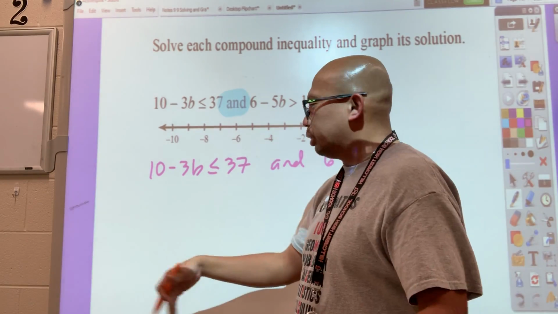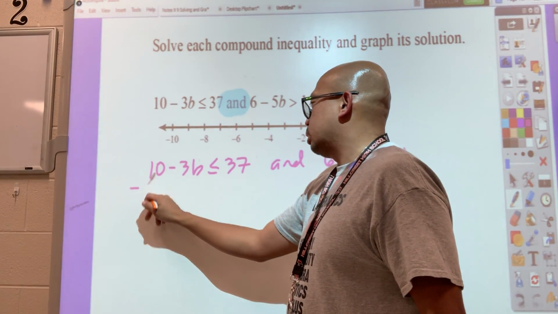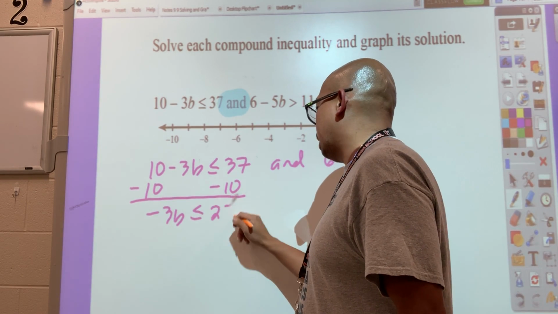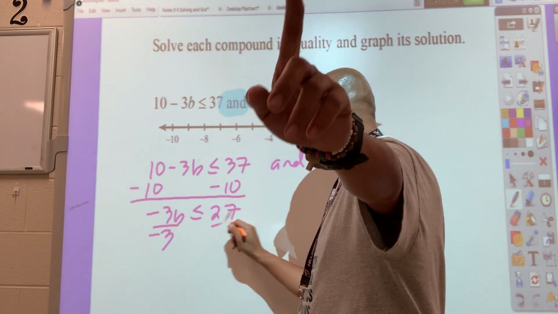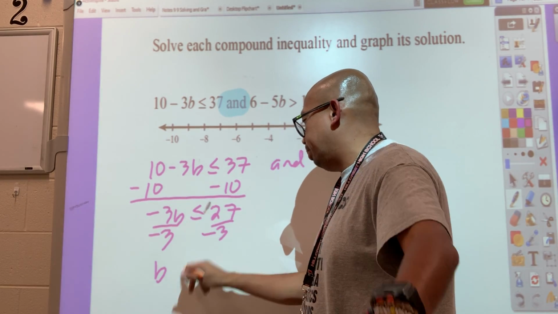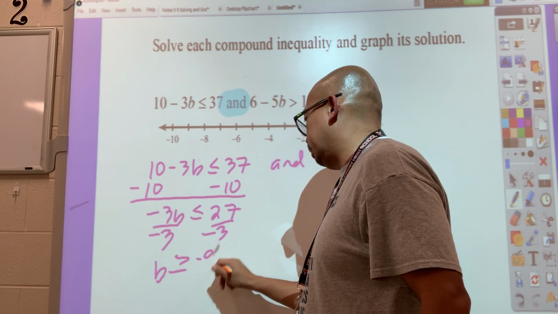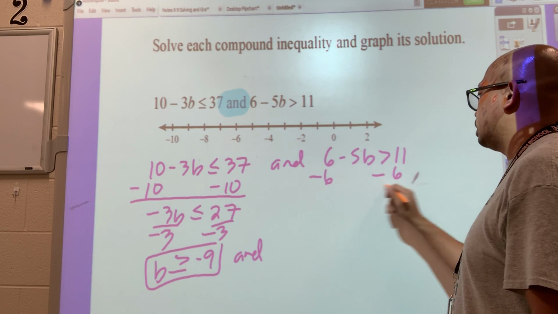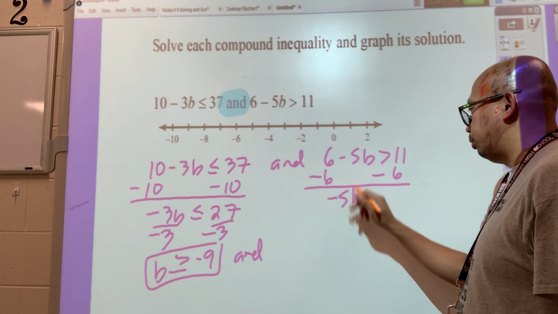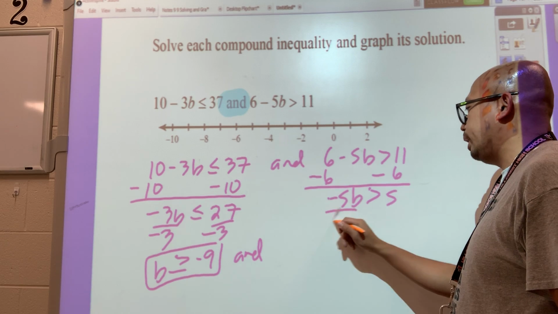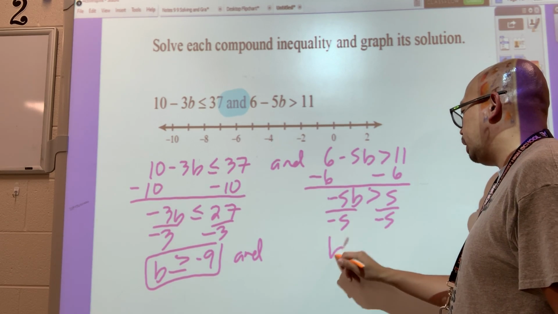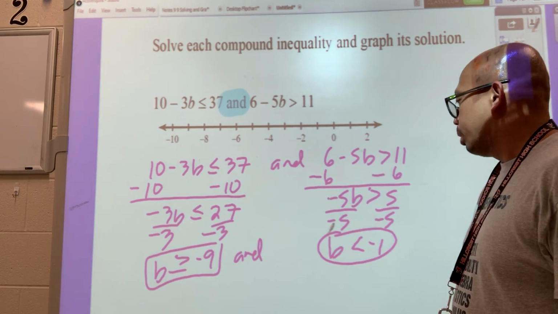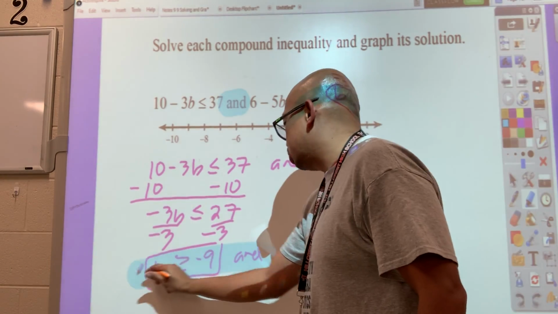So let's just work it out the regular way of solving inequality by subtracting 10, negative 3b, 27, divided by a negative number, take note. So this will flip over and negative 9. And minus 6, drop the negative 5b, don't forget that, greater than 5, divide by negative number again, so b there is less than negative 1. If you notice, we flip it over because we divide by negative 5, and this is our solution.